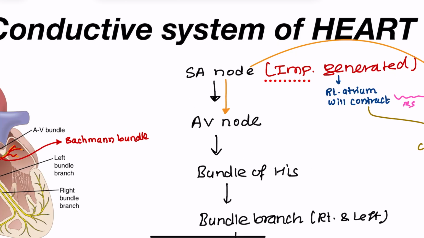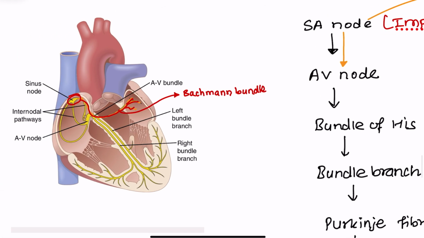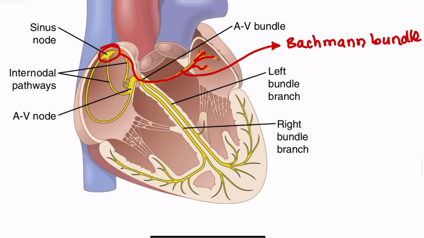Let's fill this gap from SA node to AV node. How is the impulse transmitted from this SA node to AV node? There are three conductive pathways in between them, and they are named internodal pathways because they are connecting two nodes, SA node and AV node. This is the anterior internodal pathway. This is the middle internodal pathway, and this is the posterior internodal pathway.